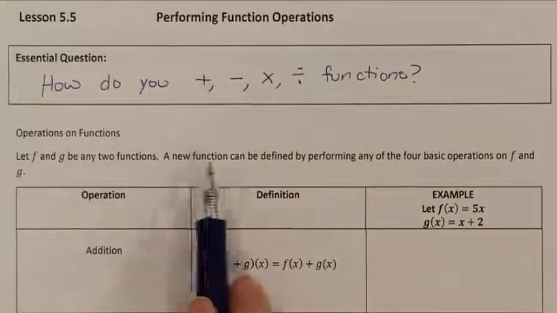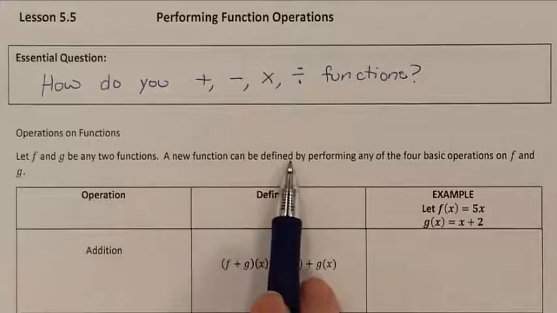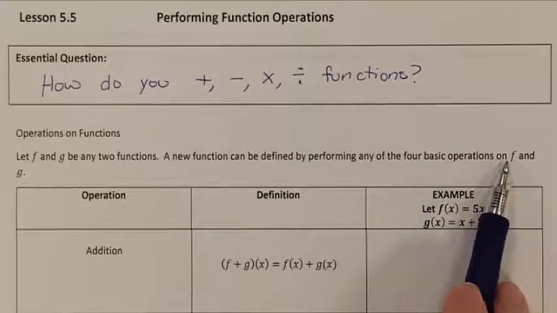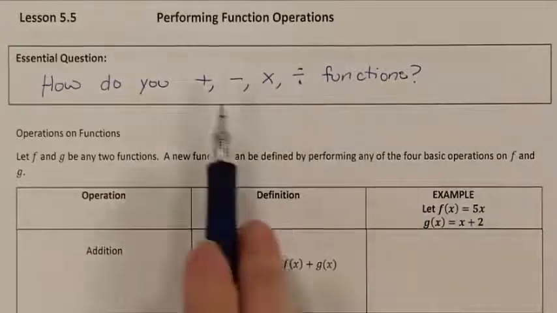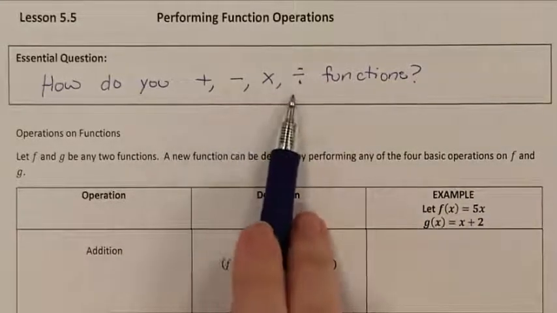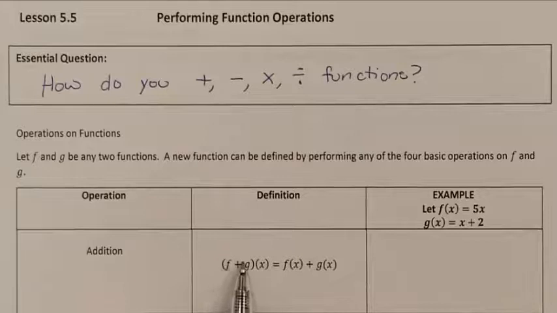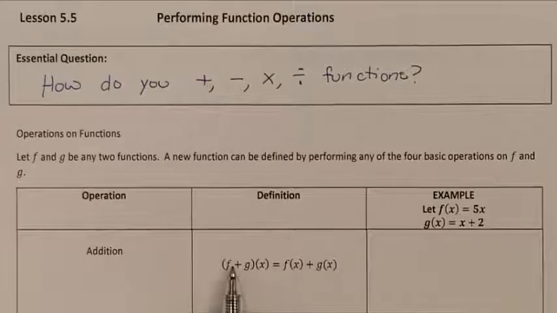With those two, a new function can be defined by performing any of the four basic operations on f and g. Our basic operations were add, subtract, multiply, and divide. So our first operation that we're going to learn about is adding. I see that I want to add the functions f and g, and then still be able to take that to the x. If we're going to add the functions f and g, we need to individually find the f and the g and add them.